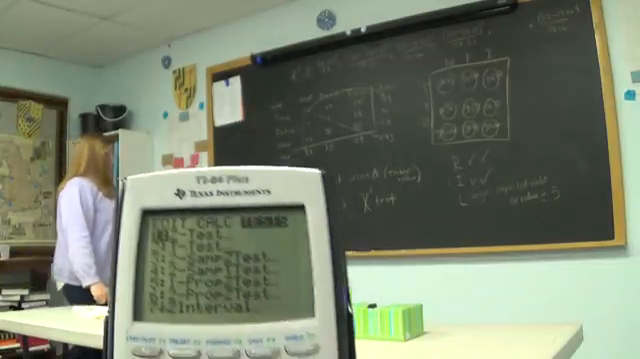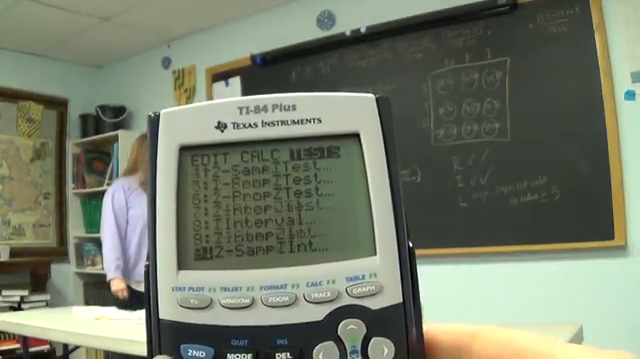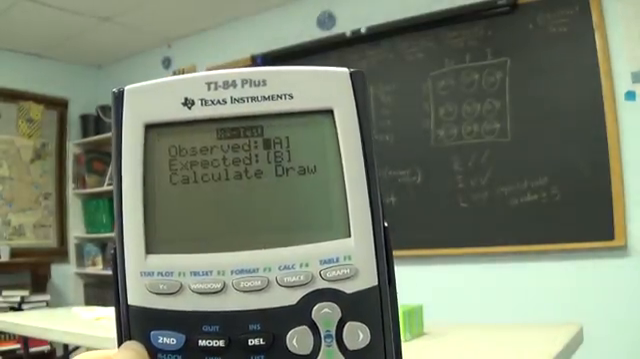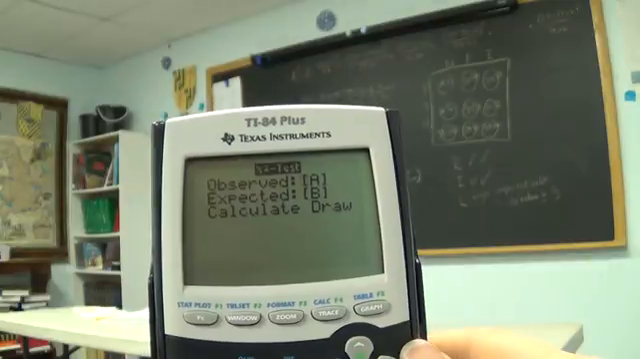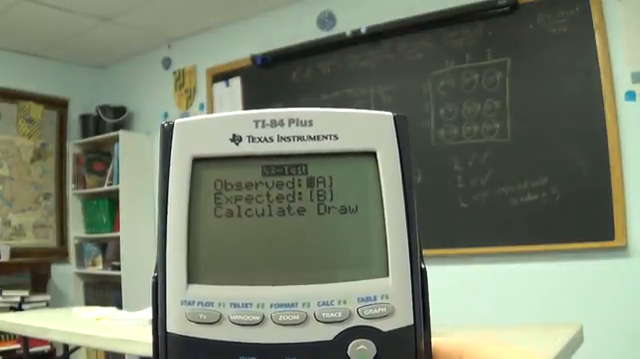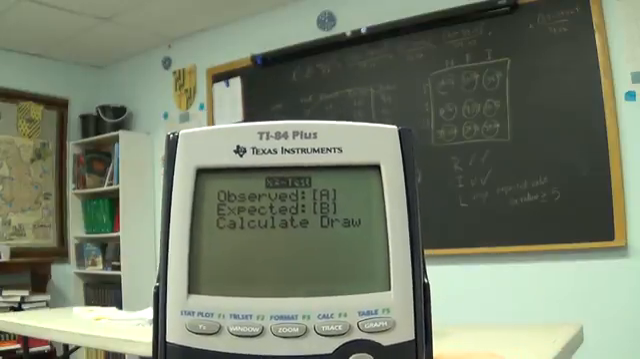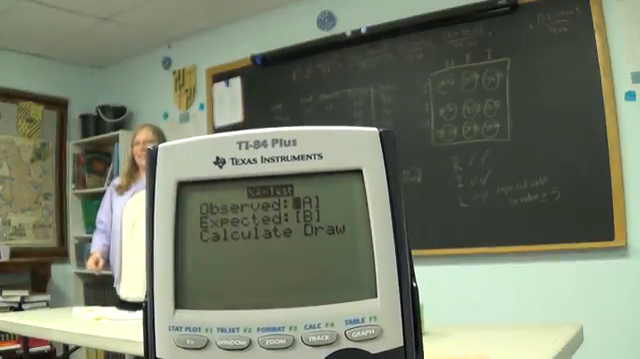Now you got to tell it where the values are for your chi-squared test. So guess where you go? Back to second, x to the minus 1 matrix. But what about the expected? Yeah, the calculator's going to do it for you.